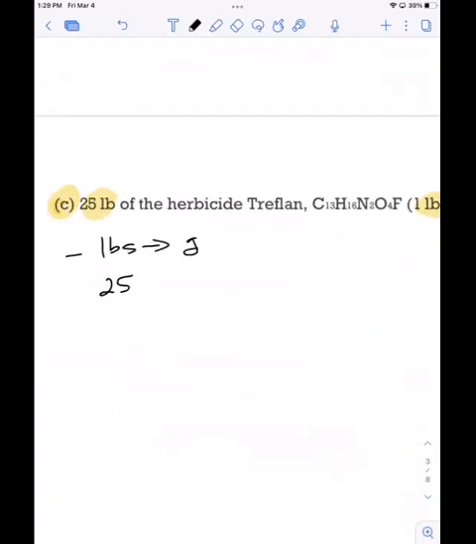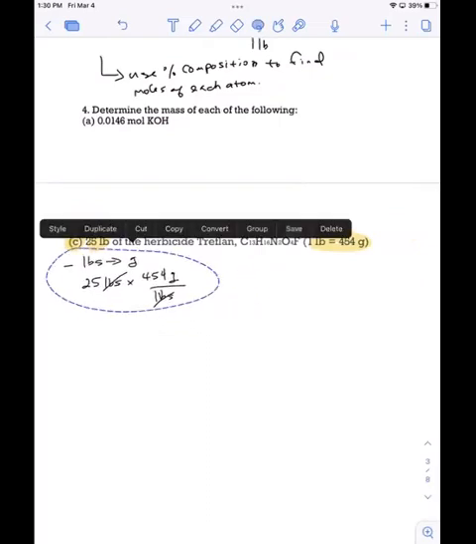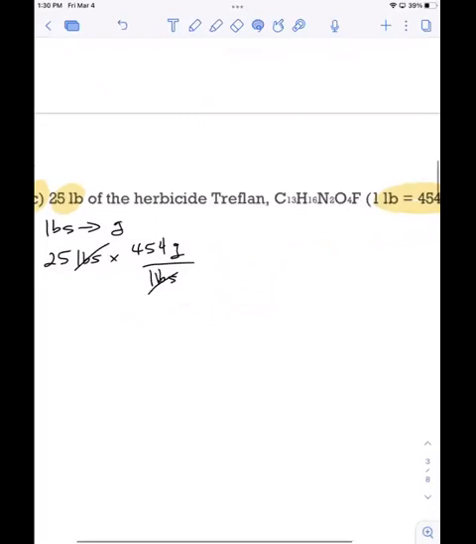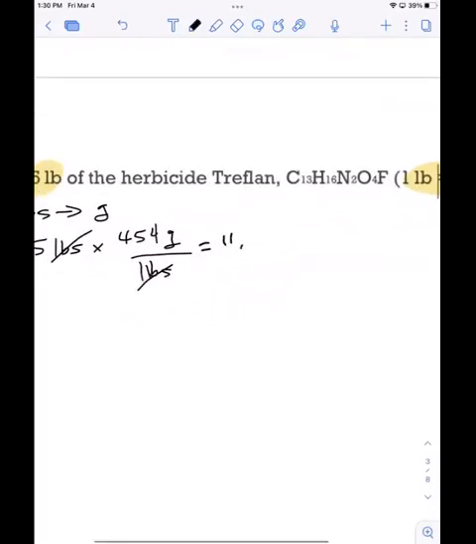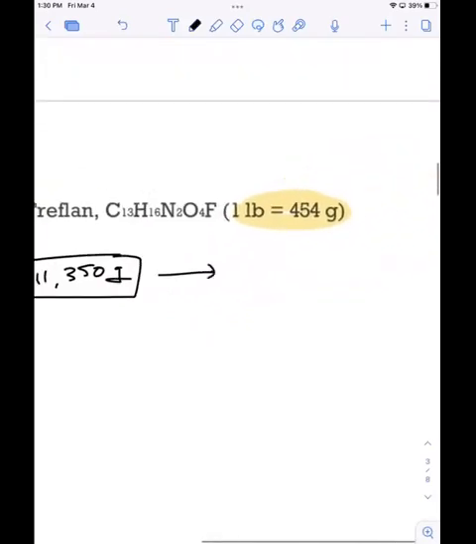We're going to take 25 pounds. We're going to multiply it by 454 grams, and that's my conversion. What's that number? 11,350. Good. So 11,350 grams. So now we're good on that. Now we need to go from grams to moles. How are we going to do that?